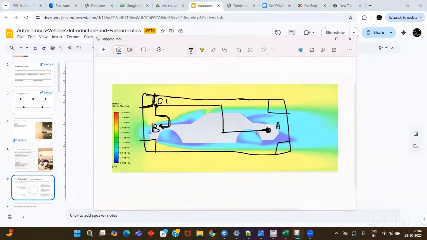Your car is moving from this place to this place. Now you have a pole here. It will send a signal, and that signal will reflect back to its receiver. It will receive it, and then it will go towards that feedback loop mechanism.